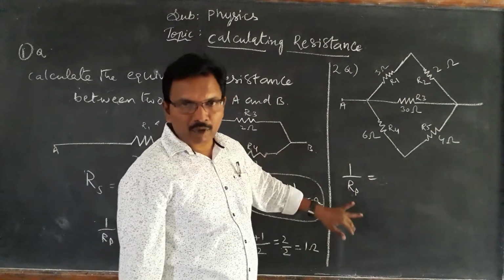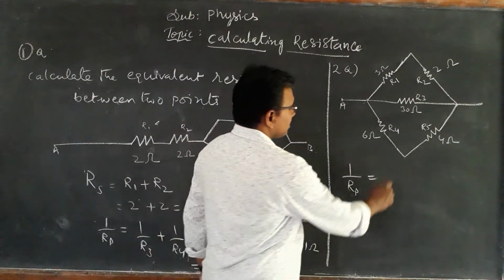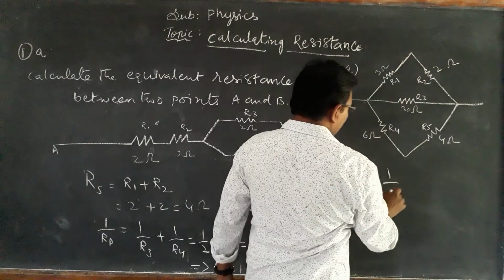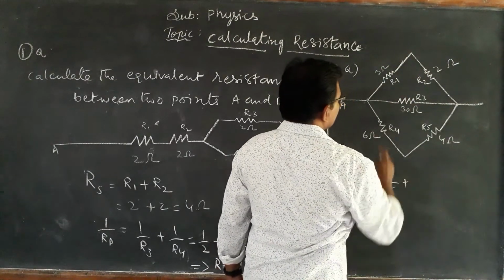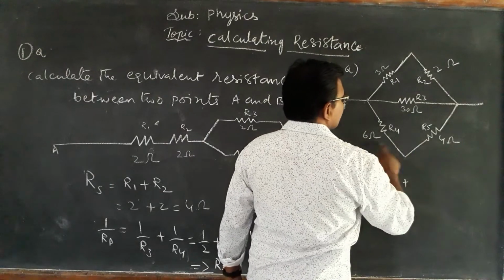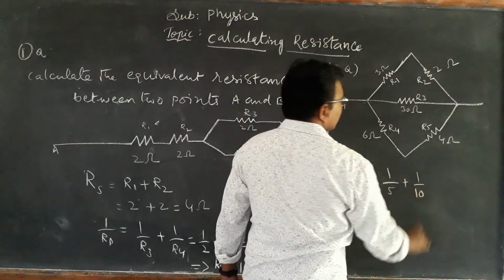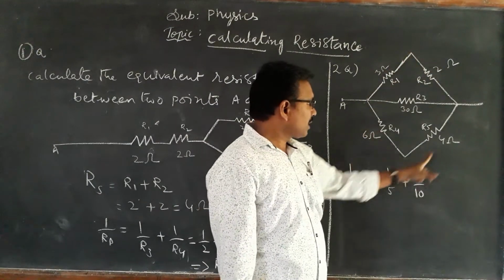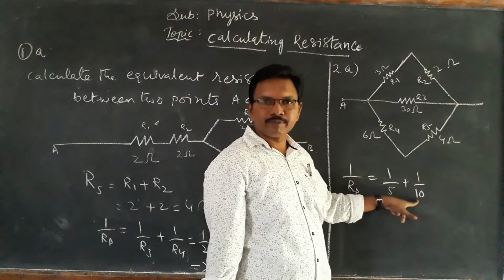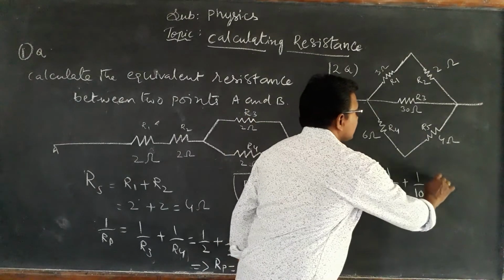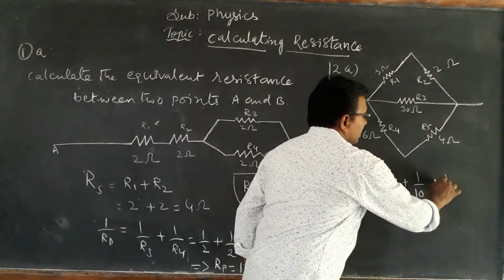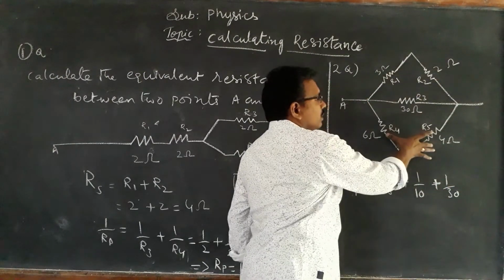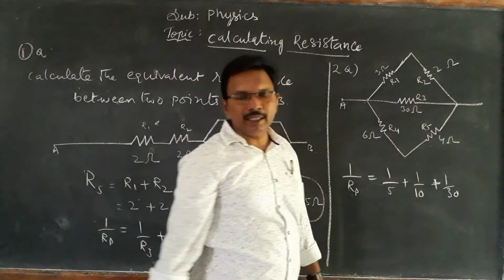You don't have a direct formula, 1 by Rp. So then you will get 1 by these 2. How much? 3 plus 2, 5, plus these 2. How much? 6 plus 4, 10. 3 plus 2, series, directly added. 6 plus 4, series, directly added. Okay. Now plus this is 30, 1 by 30.